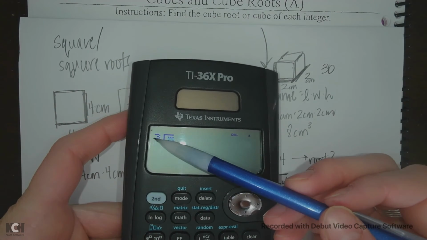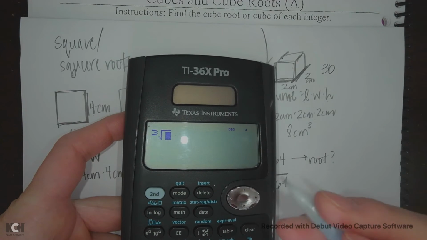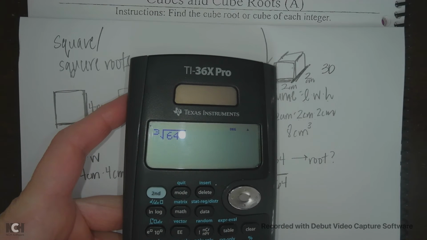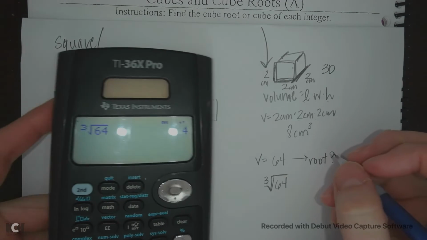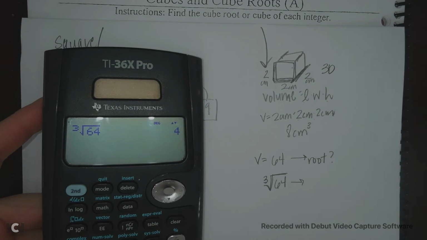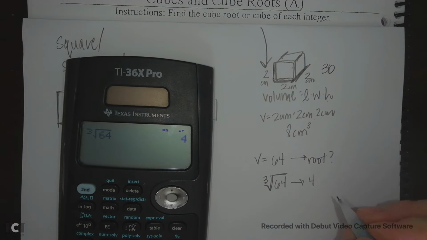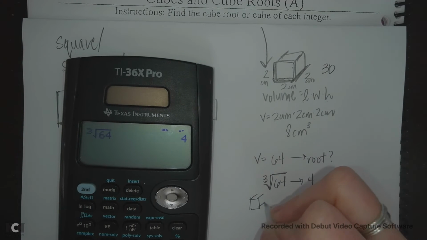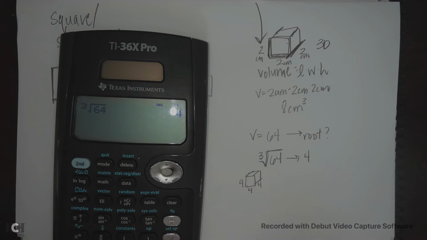Now notice that my 3 got really small, and now he looks like he's sitting on our shelf, which is what we want. Then we type in 64, and now we can see that our root is 4. Oh, lovely. So the root of 64 is 4. That means my cube has dimensions of 4, 4, and 4.